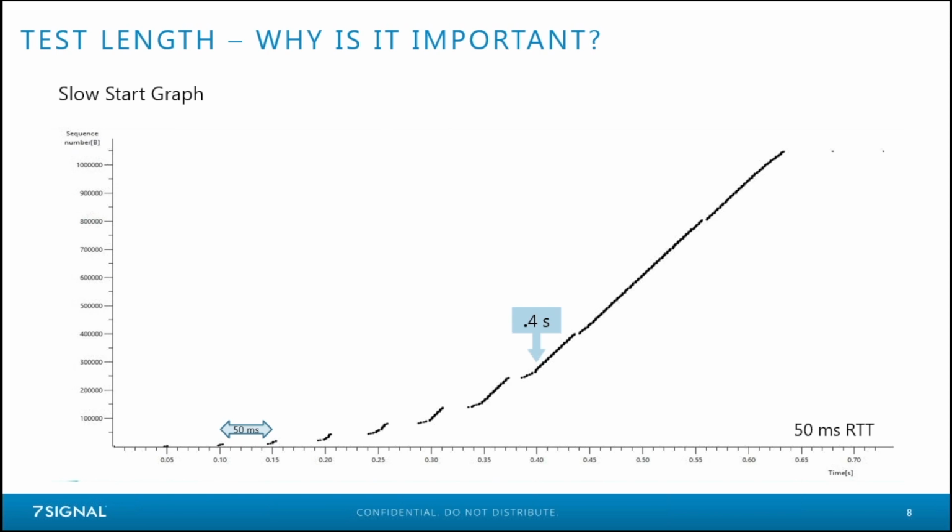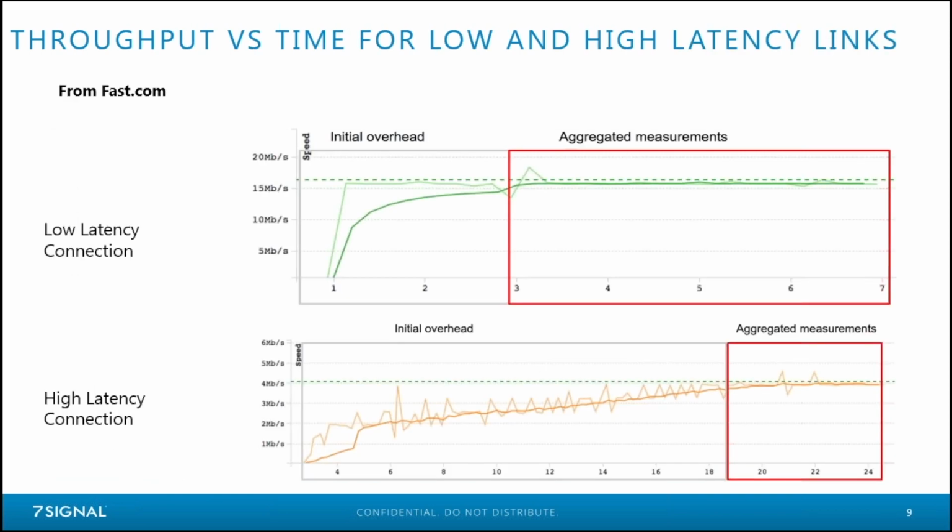And I think I've got mostly graphs from here on. Fast.com actually had some really nice graphs of their ramp up, and Fast.com, they vary the amount of time the test runs until it stabilizes.